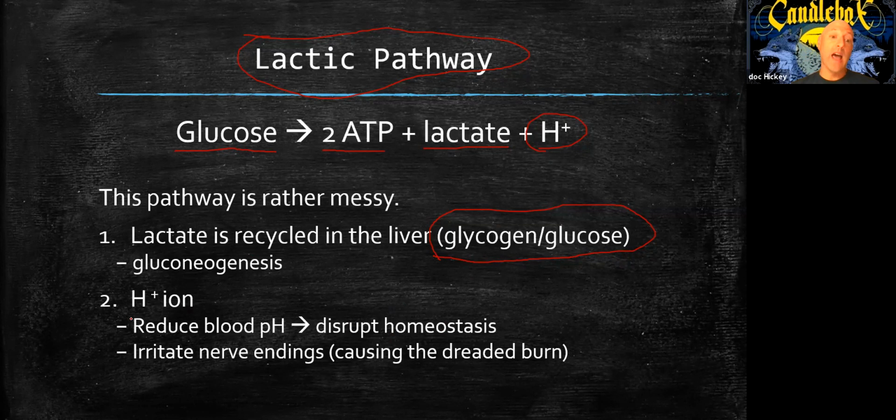The other thing that's going to happen from this hydrogen ion is it's going to irritate our nerve endings, and it's going to cause that dreaded burn that we get at the end of any high intensity 30, 45 second, minute and a half sprint, full out effort. So the lactic pathway, we want to try to avoid this. And we're going to talk about the whys and wherefores and when we're going to use this.